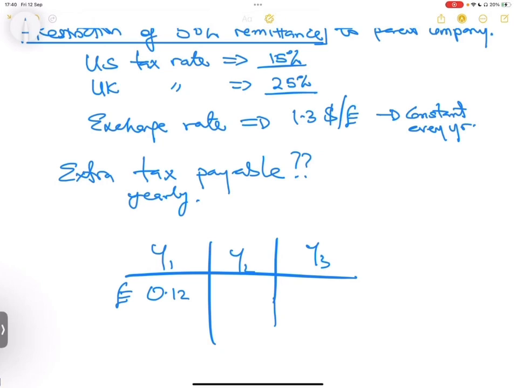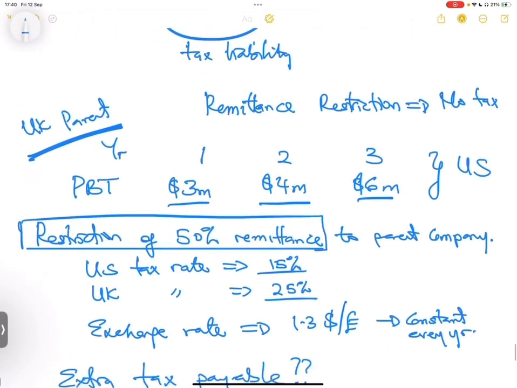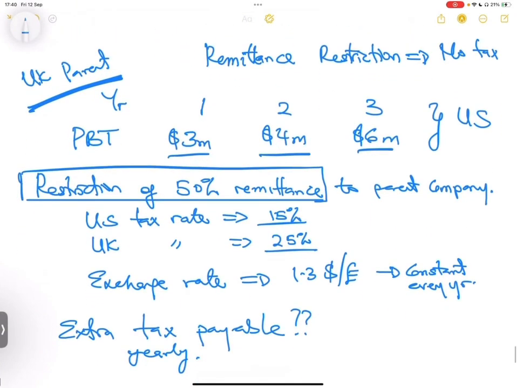Can I see the figure again? The dollar figure. So 3 million converted into pounds. So it's gonna be 3 million divided by 1.3. Then because there's a 50% restriction, it is gonna be multiplied by 50%. And then multiply by 0.1%, which is basically the difference between 25 and 15%.